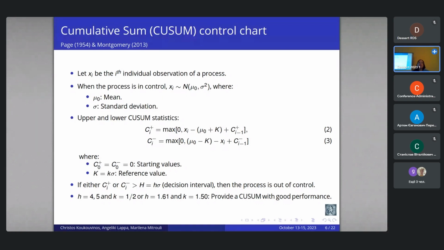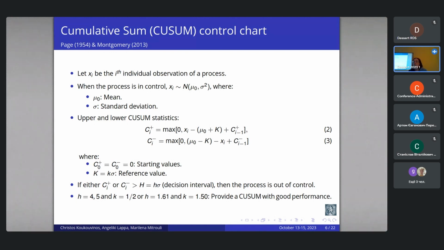First of all, let's see the cumulative sum control charts, which is a very powerful tool, as we already said, in SPC, statistical process control, first introduced by Page in 1954. It is important because it detects very small shifts in the process parameters. For example, this chart is used for individual observations, and when the process is in control, we say that x_i follows a normal distribution with mean mu_0 and standard deviation sigma.